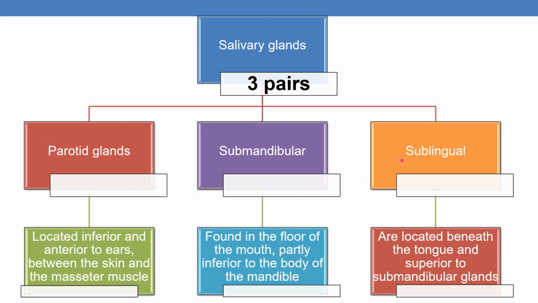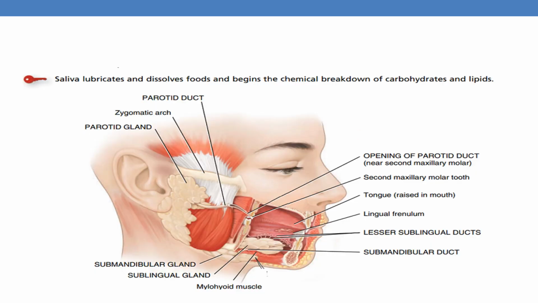The next is sublingual, that is under the tongue. Lingual means tongue, sub means under. They are located beneath the tongue and superior to submandibular glands. These are the major salivary glands: parotid, submandibular, and sublingual. What is the function of saliva? The saliva lubricates and dissolves the food and begins the chemical breakdown of carbohydrates and lipids.